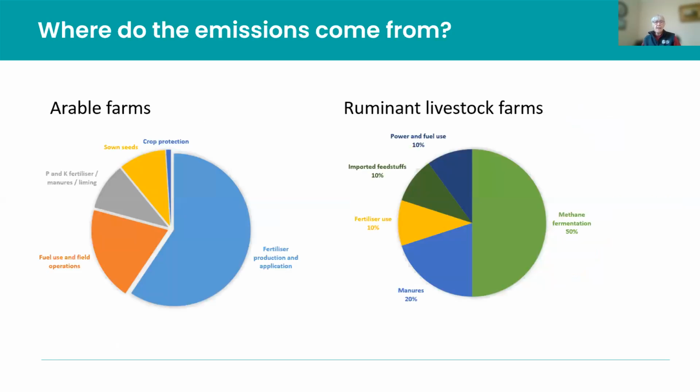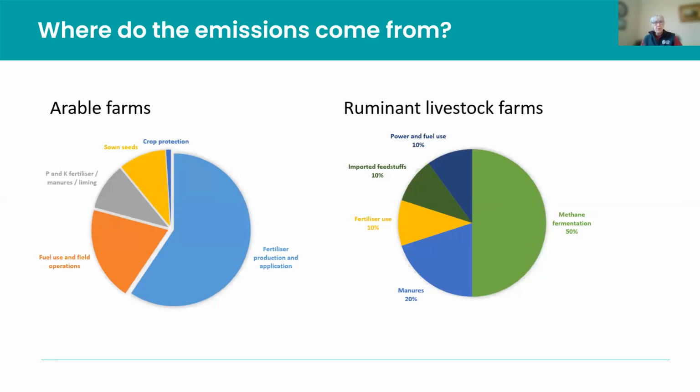In the next slide here, what I've done is I've split them so you can see the difference between emission sources for arable farms and for ruminant livestock farms. And for ruminant livestock farms, I'm talking about cattle and sheep, not pigs and poultry, because they're not ruminants and they don't produce methane as part of their digestive processes.